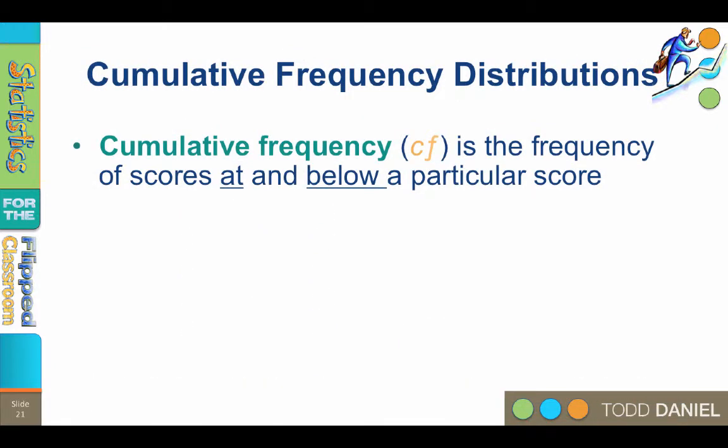Now we will add a column for cumulative frequency. The word cumulative means to accumulate. It refers to the frequency of scores at or below a particular score.